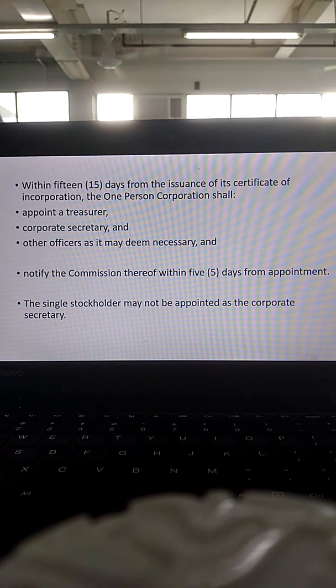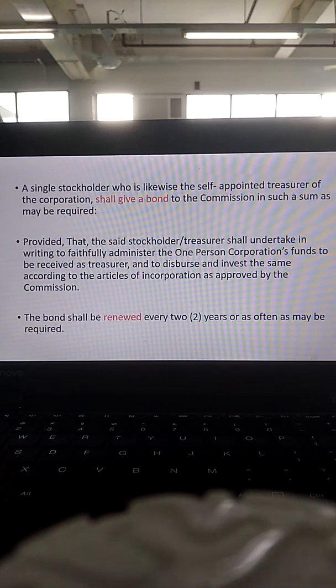Now, the single stockholder may not be appointed as the corporate secretary. Syempre, ikaw na nga ang presidente, tapos ikaw pa ang secretary. Hindi pwede yan. Okay? At saka conflicting yung trabaho. Now, a single stockholder who is likewise the self-appointed treasurer of the corporation shall give a bond to the commission in such a sum as may be required. Okay? So, mag-issue ka ng bond dito. Okay? Meron kang ibigay na pera doon sa Securities and Exchange Commission. If you are a self-appointed treasurer, if you appoint yourself as the treasurer as well, of course.